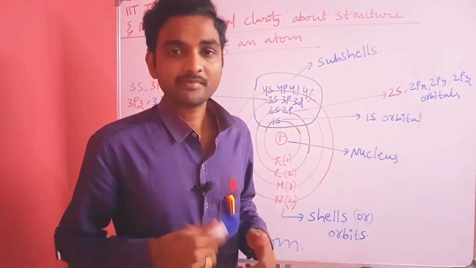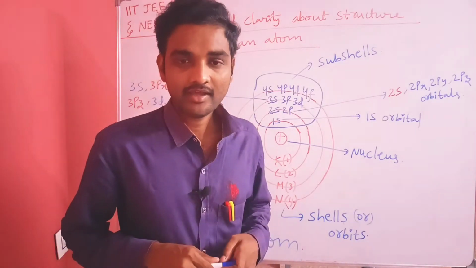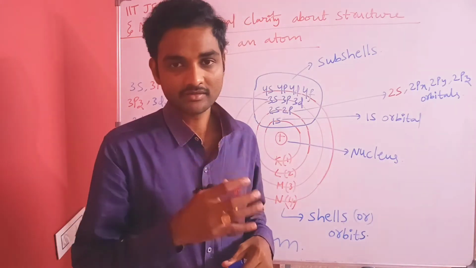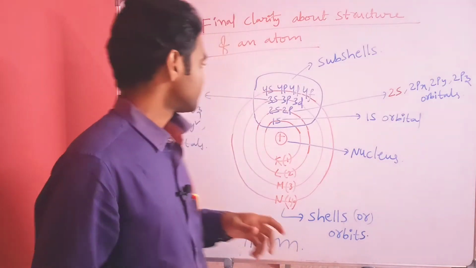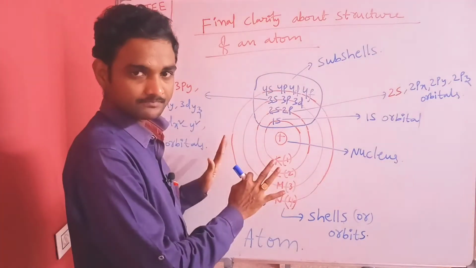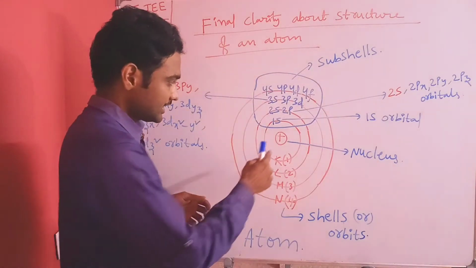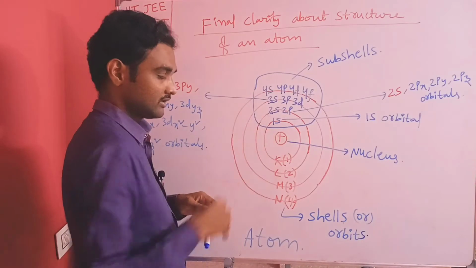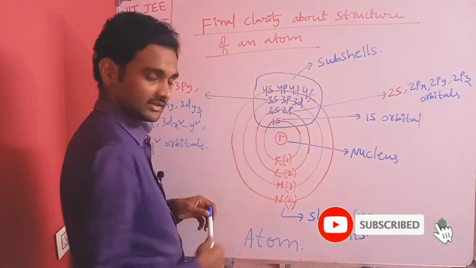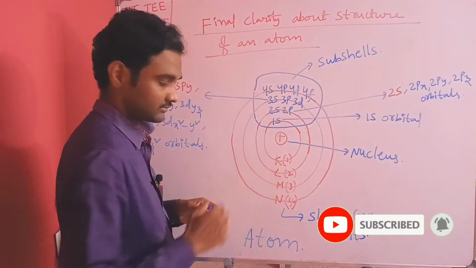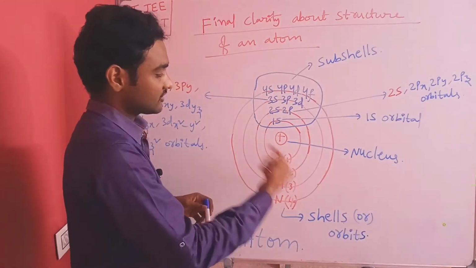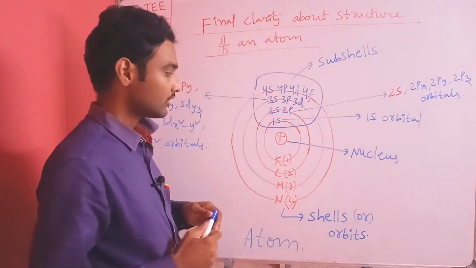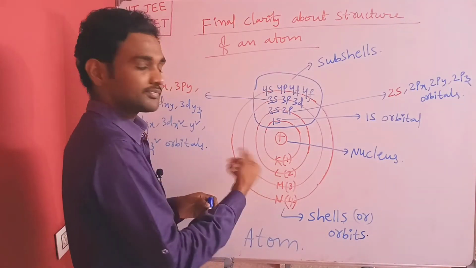Okay, now let me explain the final clarity about the structure of the atom, up to now what we learned in this lesson. See, this is an atom. In this atom, the middle one is called the nucleus. Around this nucleus some shells exist. They are K, L, M, N. These are also called first shell, second shell, third shell, fourth shell. Still there are so many. Now, in these shells again subshells exist.